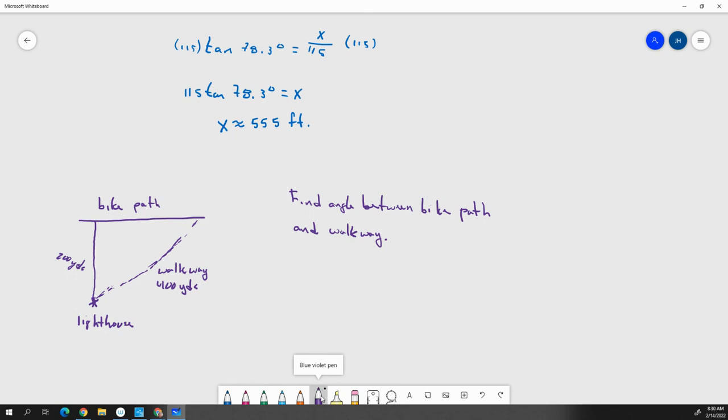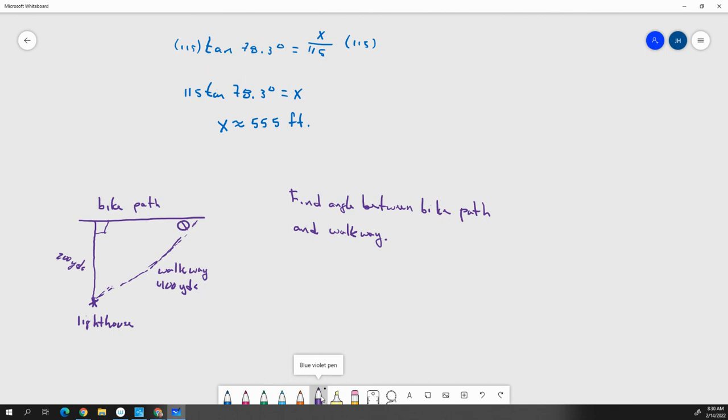So this is the angle we're looking for, right? This is the theta that we don't know. We need to find that theta. From this, what we do know is that we have the opposite. The side opposite that angle is 200 yards. So we know we have the opposite and we have the hypotenuse.